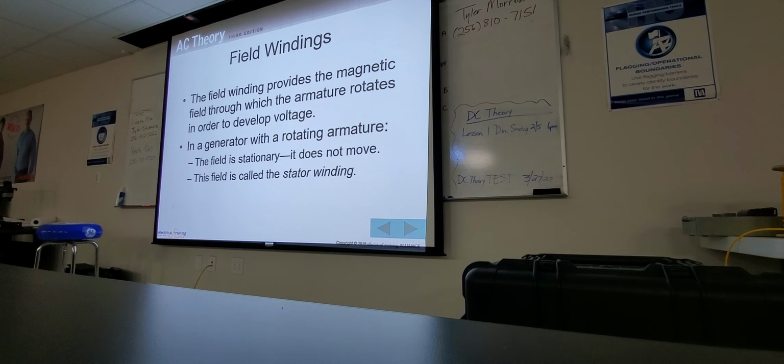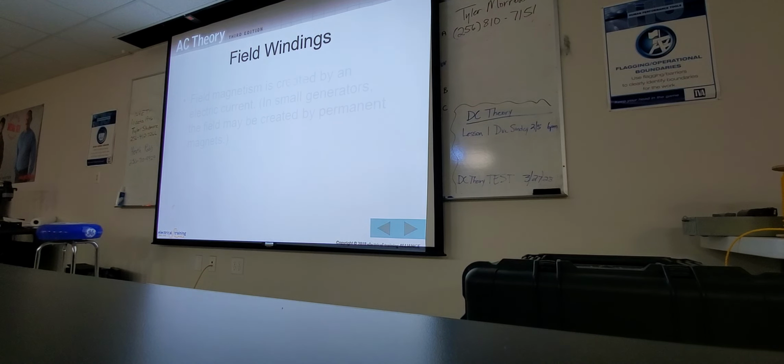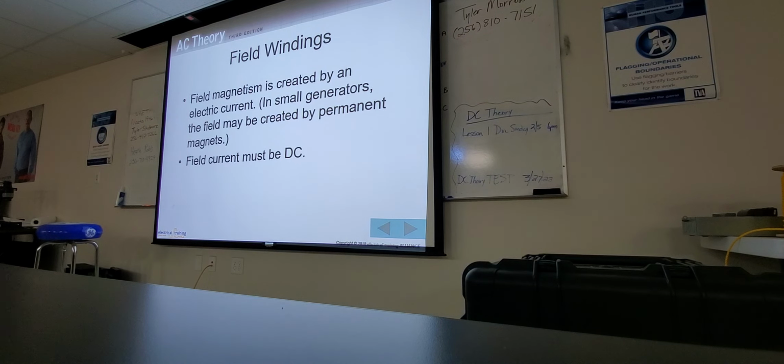The field windings provide the magnetic field through which the armature rotates in order to develop voltage. In a generator with a rotating armature, the field is stationary, it does not move. The field is called the stator winding. Field magnetism is created by an electric current. In small generators, the field might be created using permanent magnets. The field current must be DC.